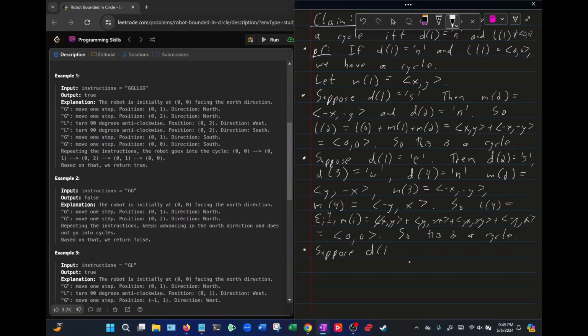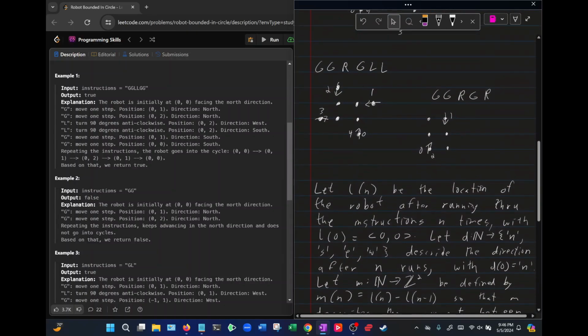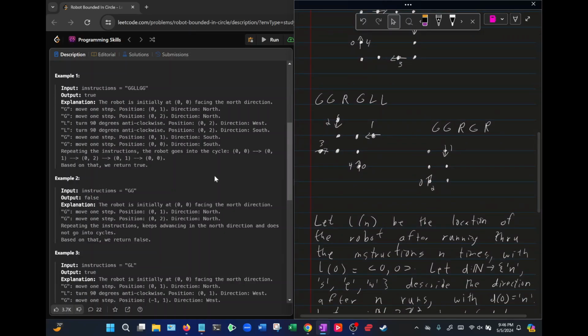Okay, suppose d1 is West. Then d2 is going to be S, d3 is going to be East, d4 is going to be back north. Okay, M2 is going to be, I'll start this, but we'll see the pattern. So it's similar to before.